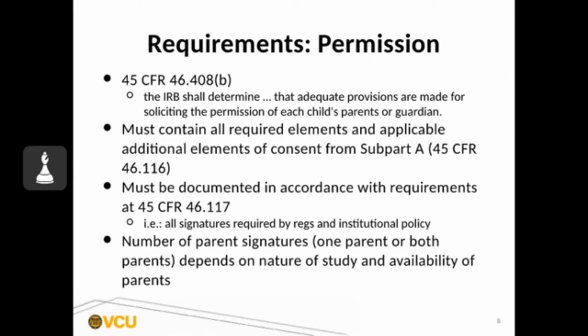The same is also true for research that is greater than minimal risk, but holds out the prospect of direct benefit to the participant, which is not available outside of the research context. In those cases, again, only one parent signature is required, but the IRB may consider the need for both parents to sign. For greater than minimal risk studies without the prospect of direct benefit, both parents must provide permission.